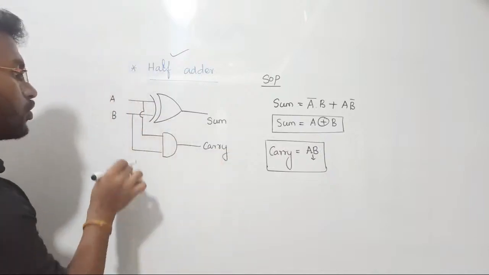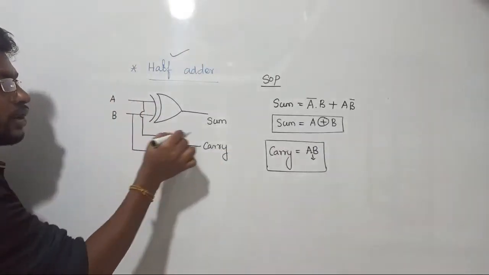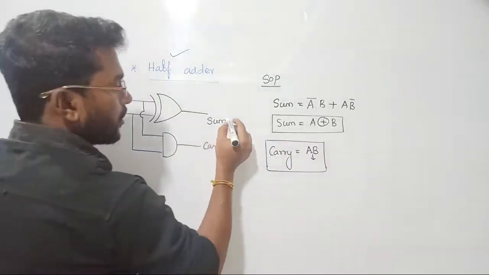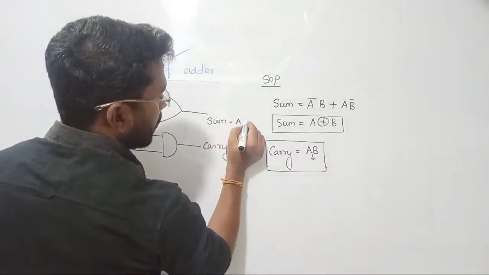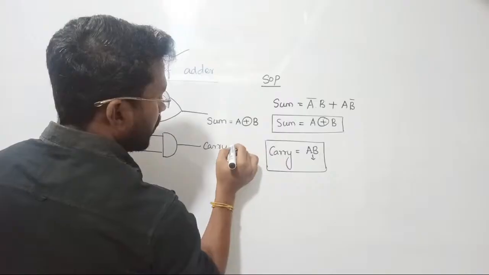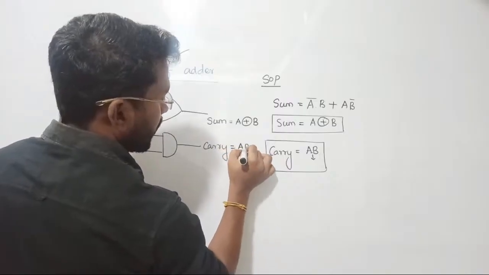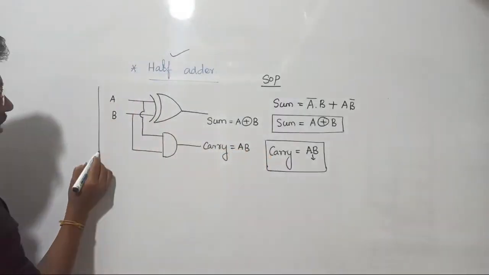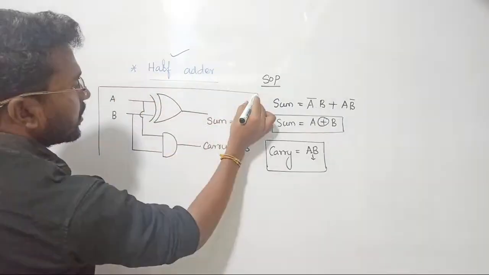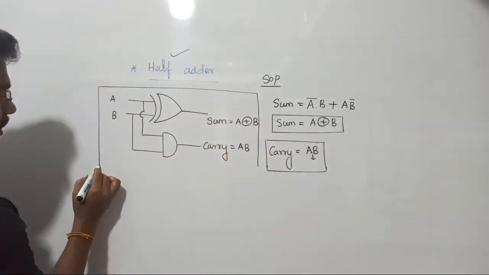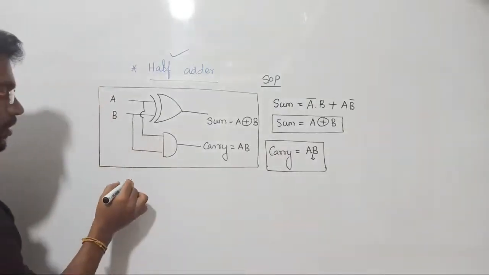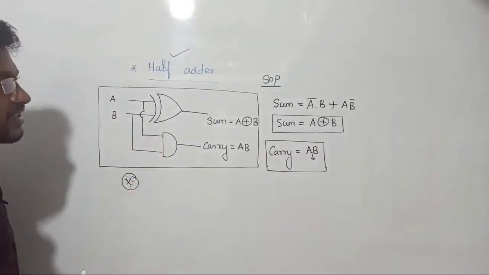Carry is what? Through AND gate we are passing A and B, such that output is going to be A dot B. Sum is going to be, see there, here we are going to get A XOR B, here we are going to get AB. Clear? So that is the complete design of the half adder. I think things are very clear to you all. Clear? Okay, fine. So what is our next target?